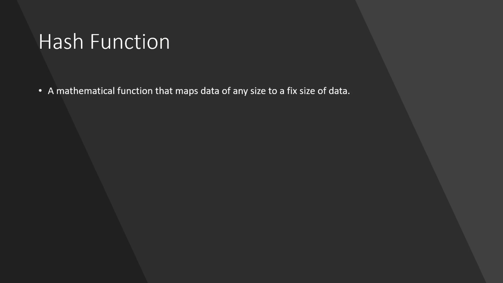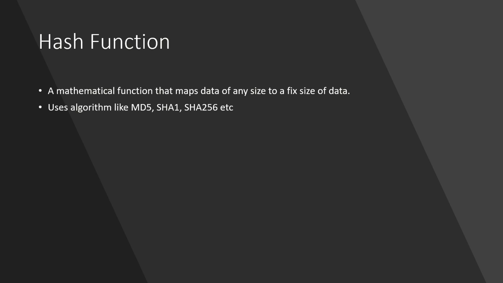Hash function, a mathematical function that maps data of any size to fixed size data. It means your input data to a hash function can be of any length. It can be hundreds of characters, thousands of characters, 1 byte, 1 MB, 1 KB, or even a GB of data. Input can be of any length, but the output will always be a fixed length of data, depending upon what kind of hashing algorithm you have used.